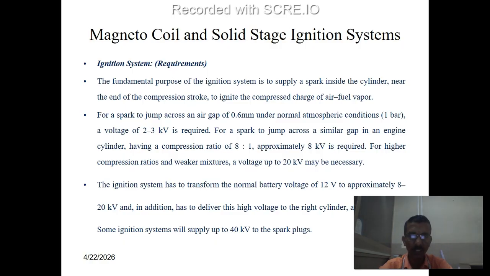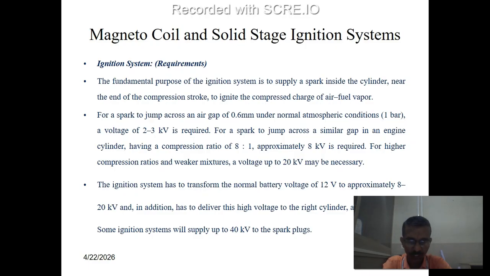As we know, the four strokes are relevant to the ignition system. First is the suction stroke, second is the compression stroke, third is the power stroke, and between the compression stroke and the power stroke, the ignition takes place. This ignition in the SI engine is provided by the spark plug, and the CI engine requires fuel injectors.